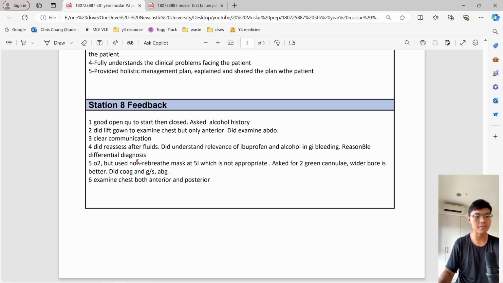Reasonable differential diagnosis, because for upper GI bleed there's not much cause behind it: peptic ulcer, Mallory-Weiss tear, liver problems like varices, gastric cancer. That's all. For oxygen, she said it's not appropriate. I don't know what she meant. I don't care. And I did coagulation, group and save for potential endoscopy and surgical management.